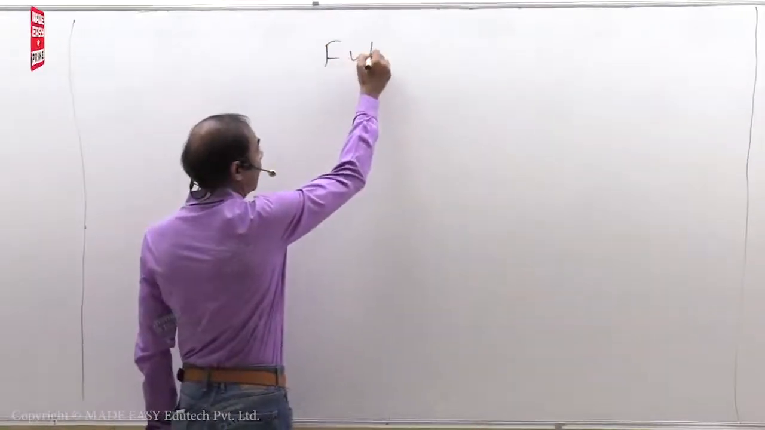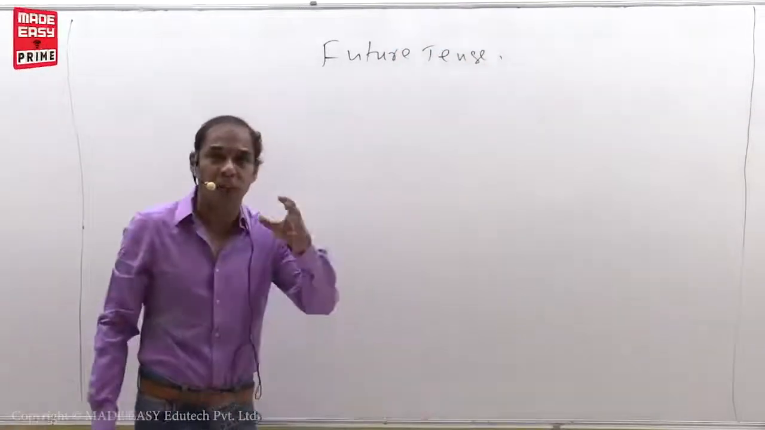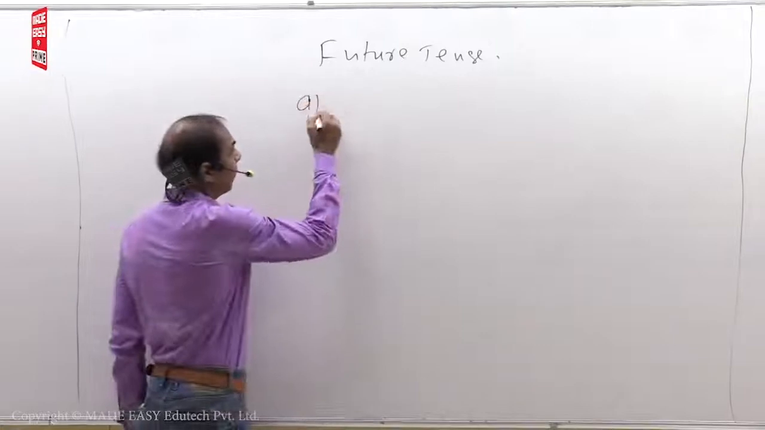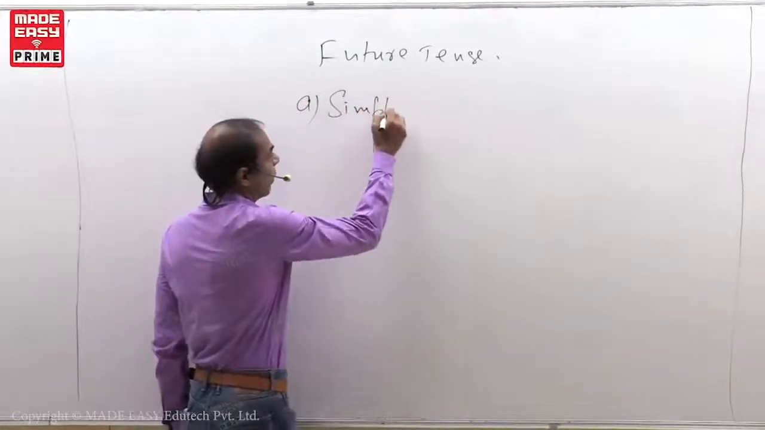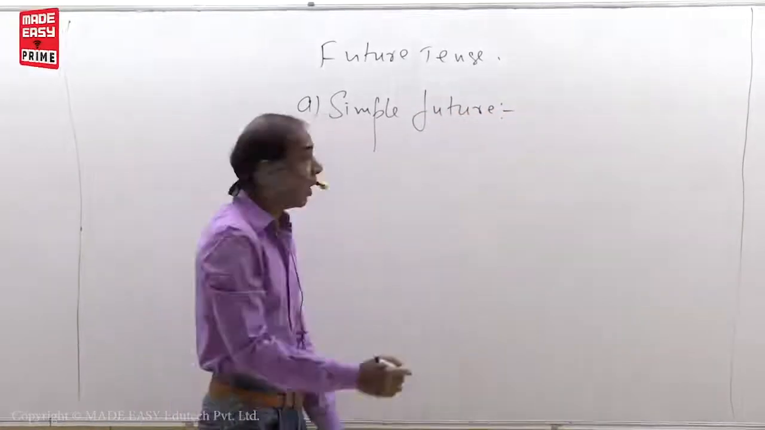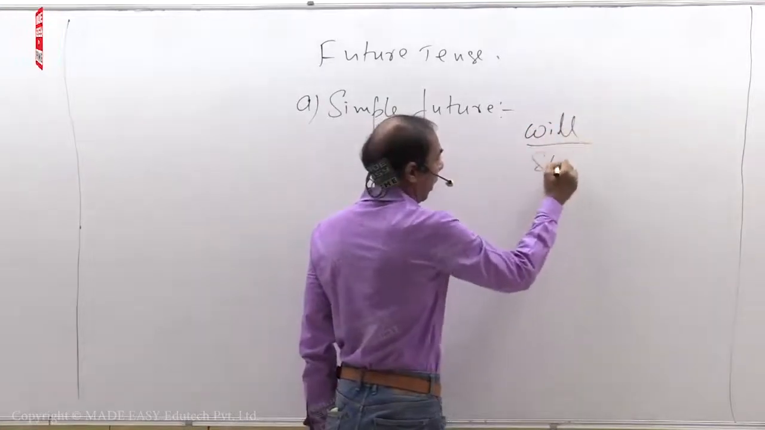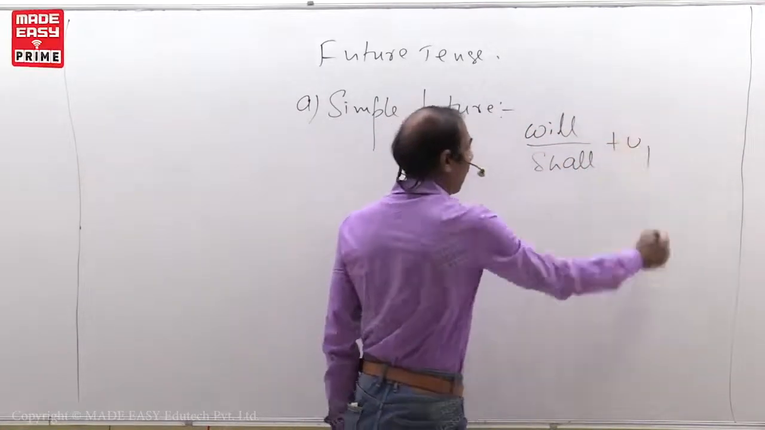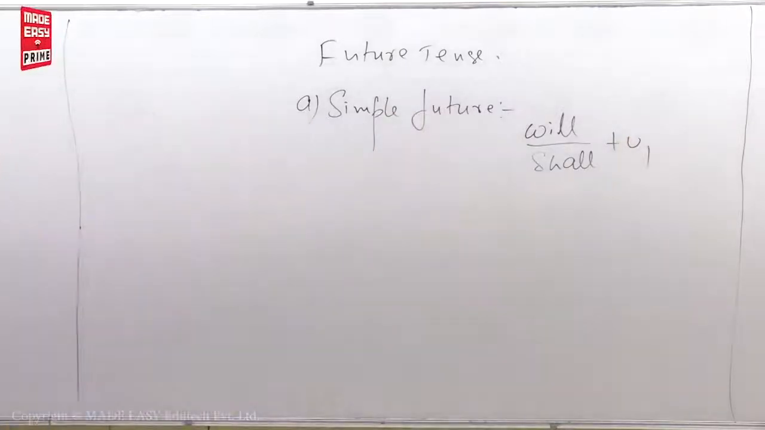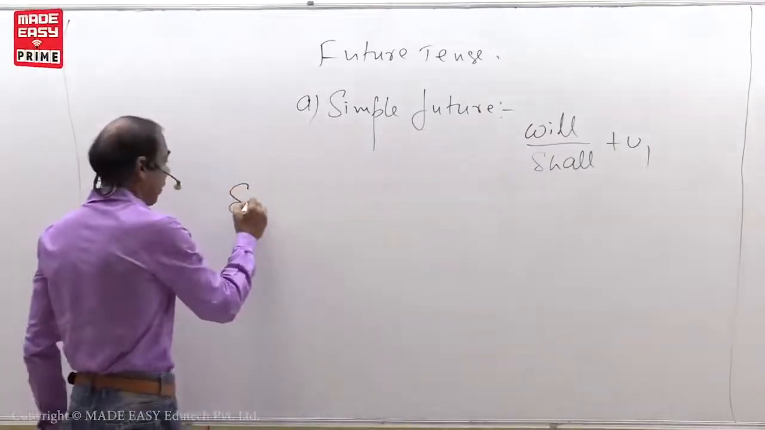Students, future tense. What are the four forms of the future tense? Simple future. What is the formula of the simple future? Will or shall plus will. Now, this is the formula.